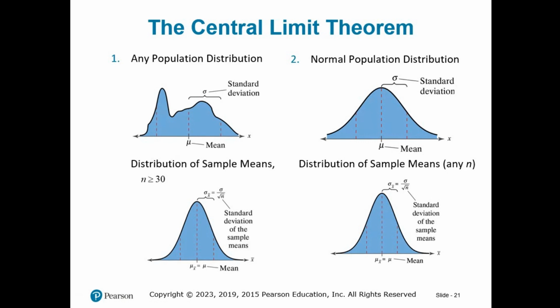It's basically telling you in part 1 that no matter what the shape of the population distribution, when you take a sample greater than or equal to 30, you're guaranteed to have a sampling distribution that is normally distributed. In part 2, it tells you that if we already know that the population has a normal distribution, then we can take samples of any size n and still end up with a sampling distribution of sample means that's normally distributed.